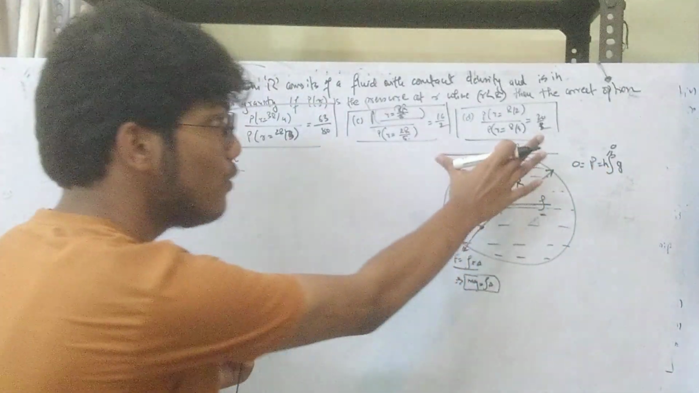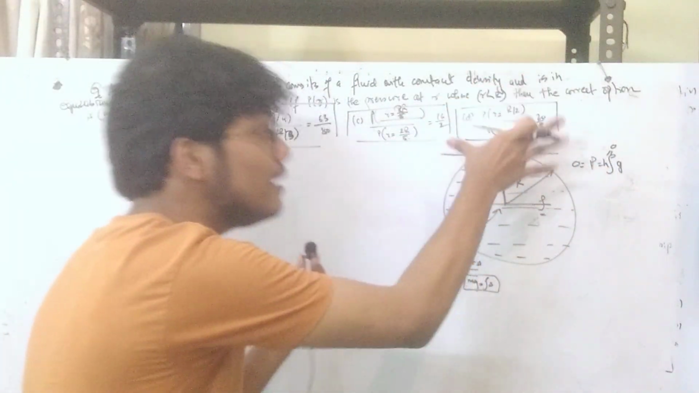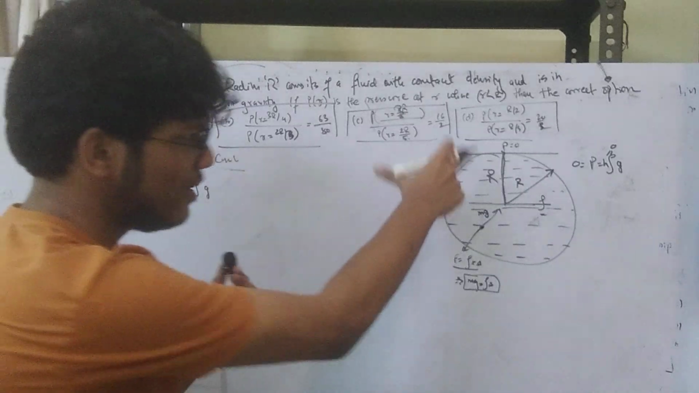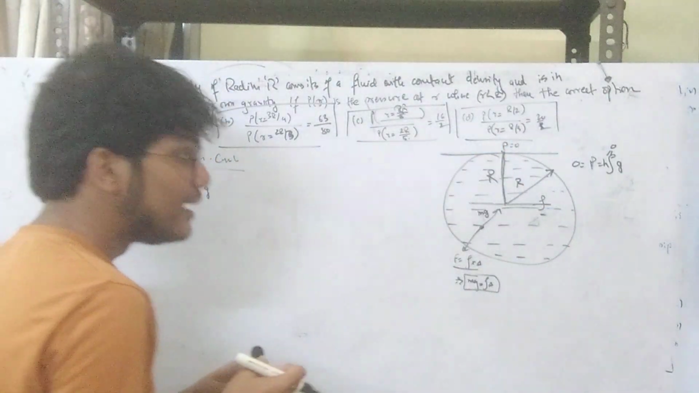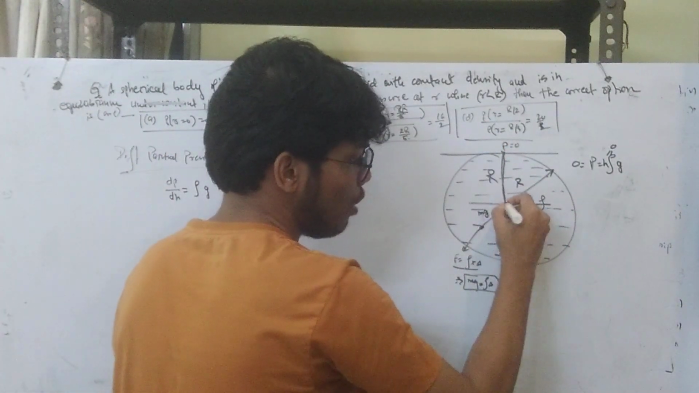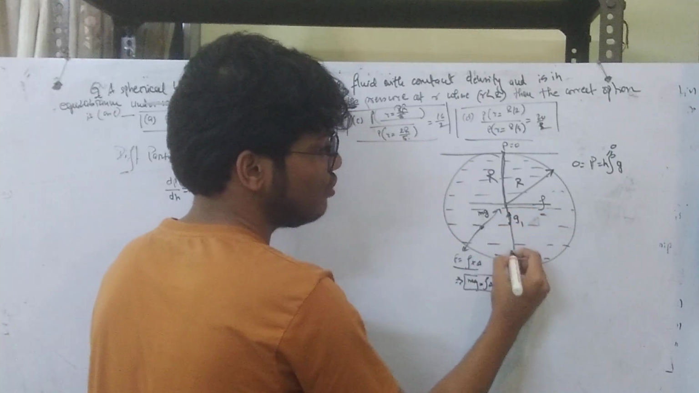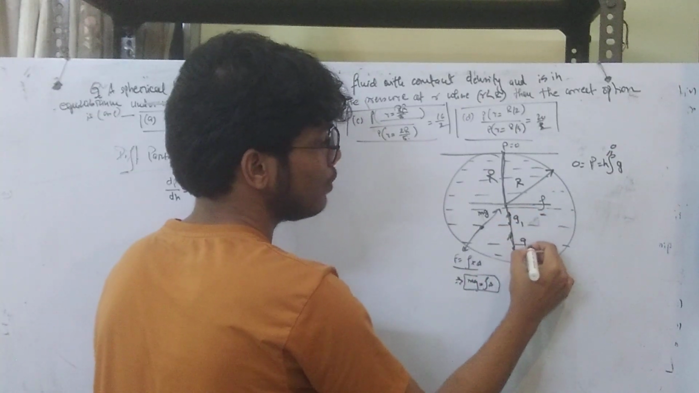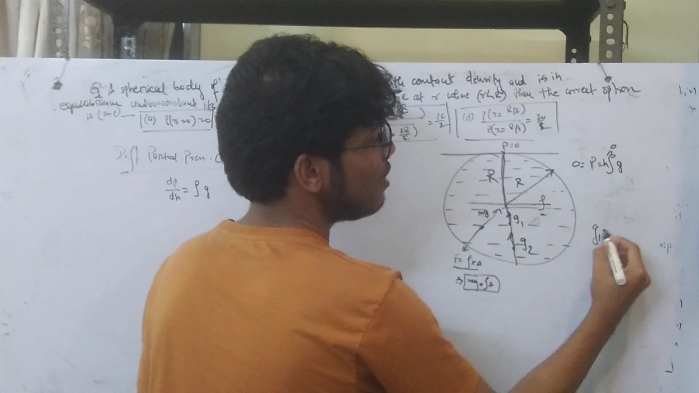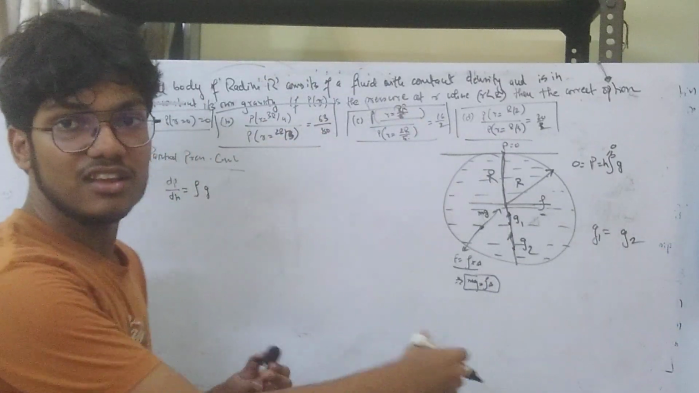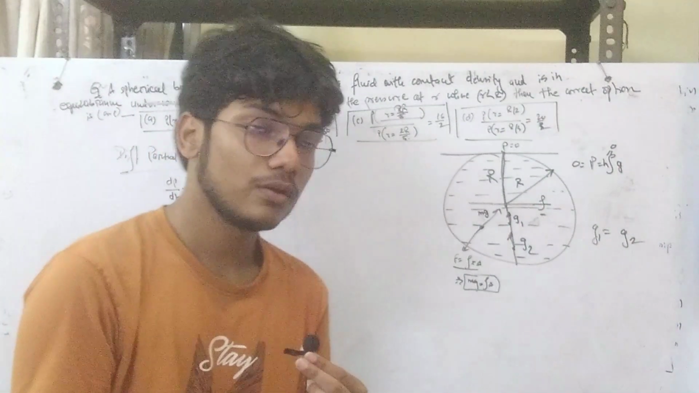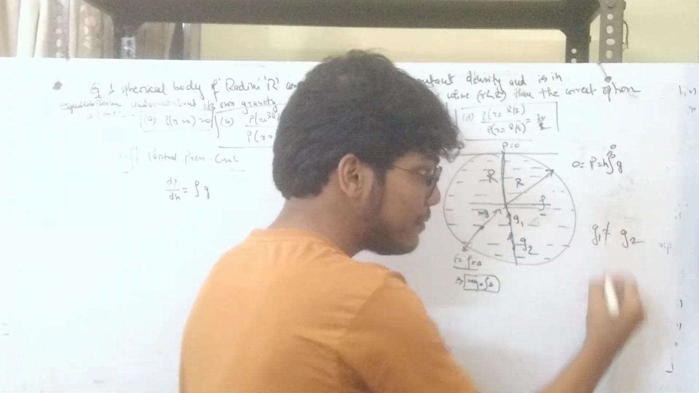So this is how we can say that at the periphery the pressure is 0. Now tell me, if I draw a radial line, if this is g1 and this is g2, is g1 equal to g2 or not? No, g1 will never be equal to g2.